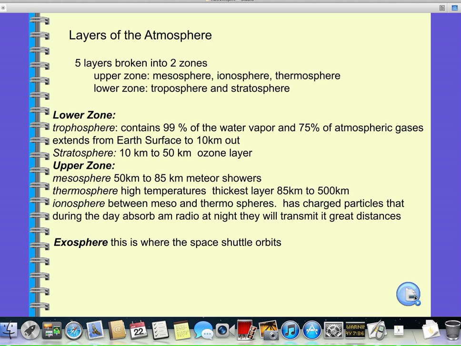Now, the thermosphere has very high temperatures, and it is the thickest layer, running from about the 85 kilometer mark to the 500 kilometer mark. The mesosphere runs from the 50 kilometer mark to the 85 kilometer mark, and that's most notably known for its meteor showers. And then above the thermosphere is the exosphere, and this is basically where the space shuttle orbits.